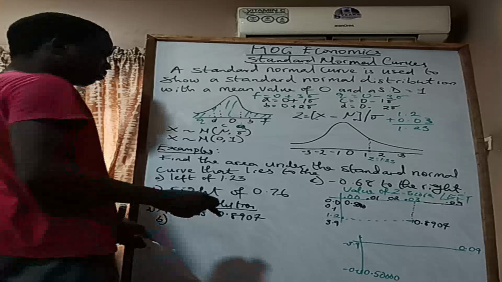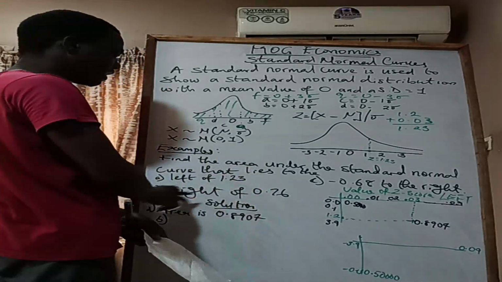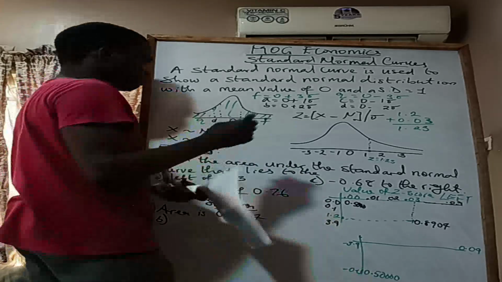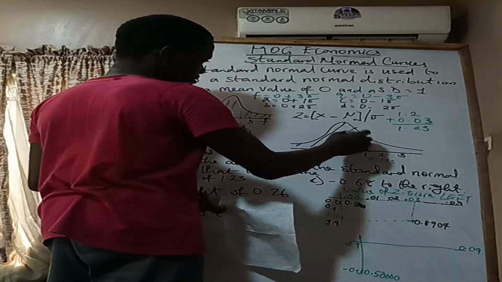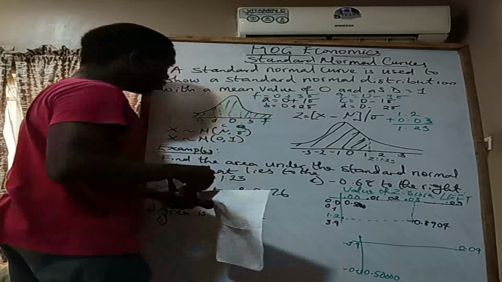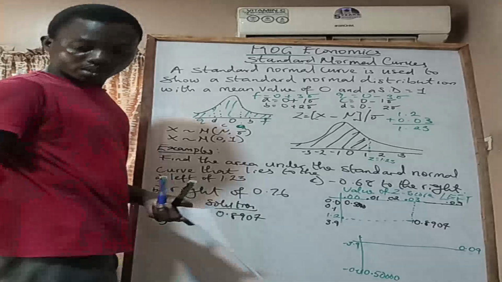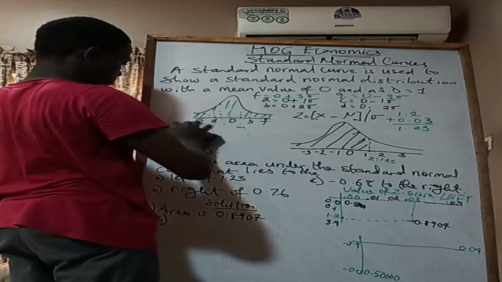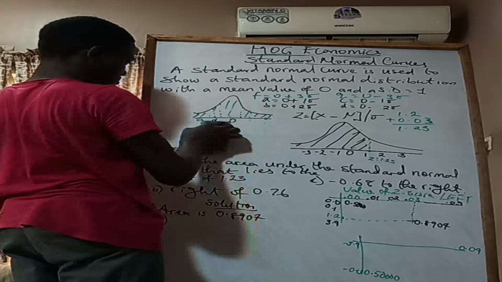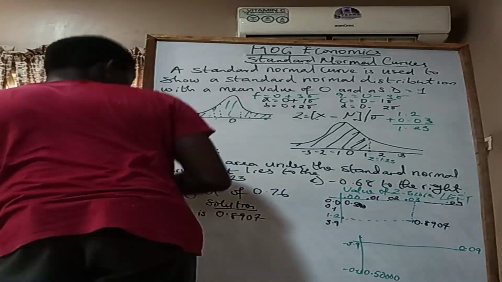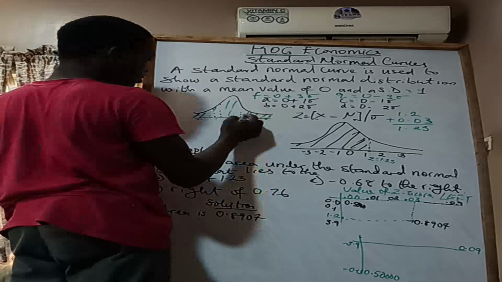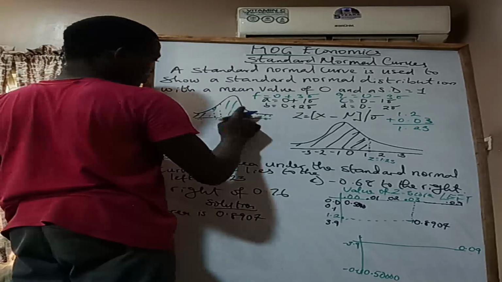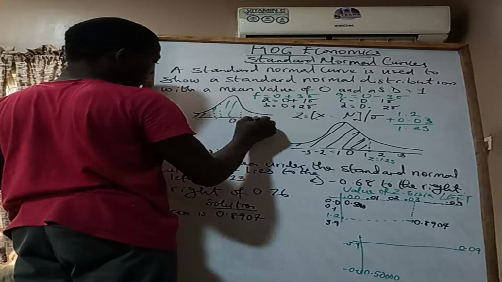Then for B, we are looking at the area under the standard normal curve to the right of 0.76. This one is just talking about all of this. Maybe I should just erase this little one. All right. So 0.76 can be here. Yeah, it's more than 0, so we can have 0.76.